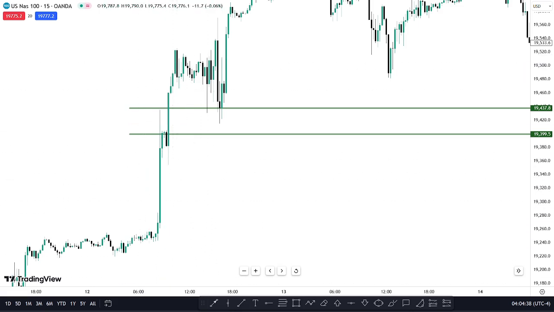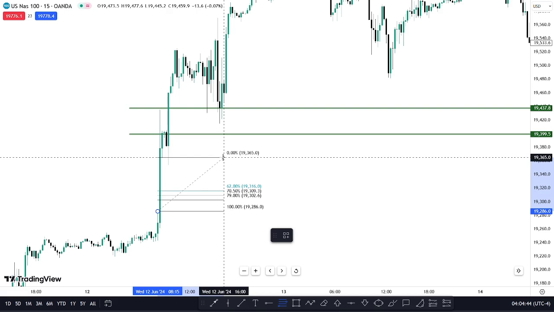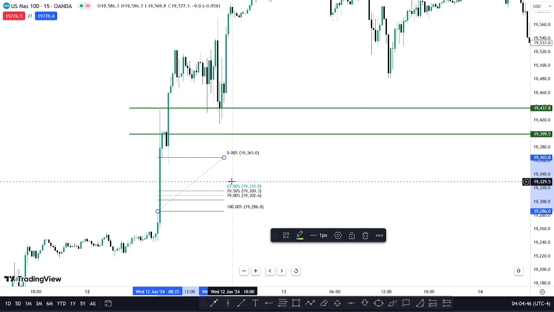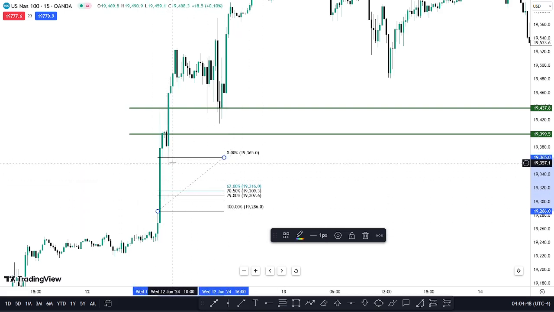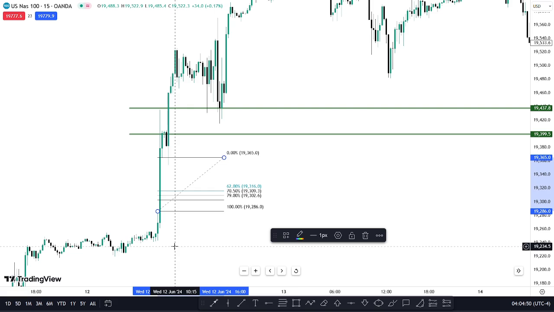But I wouldn't advise anyone to trade during this high impact news unless you know what you are doing. Because you would even want to wait for 50% at least to mitigate. Because look at your stop loss. Where are you going to put your stop loss? This is no man's land.